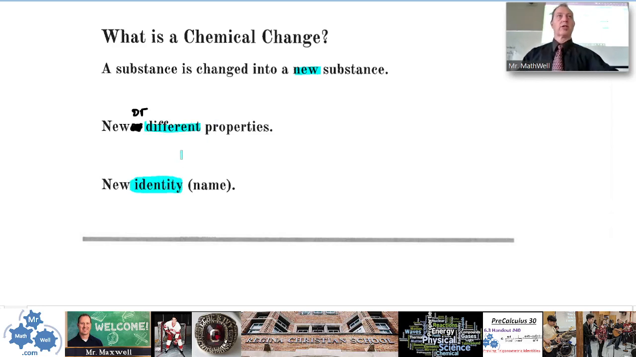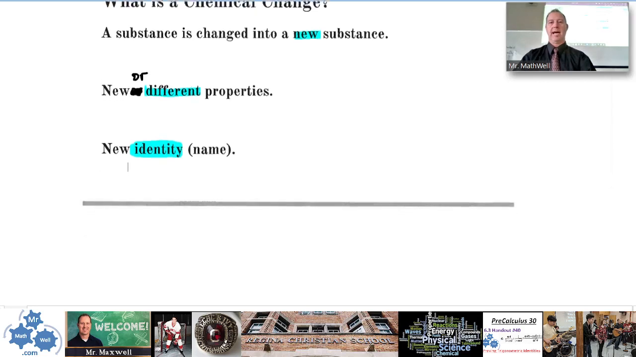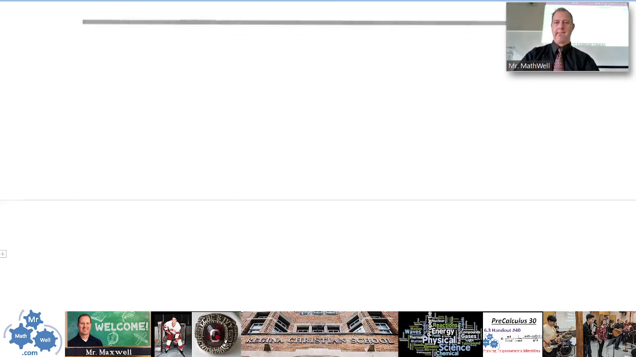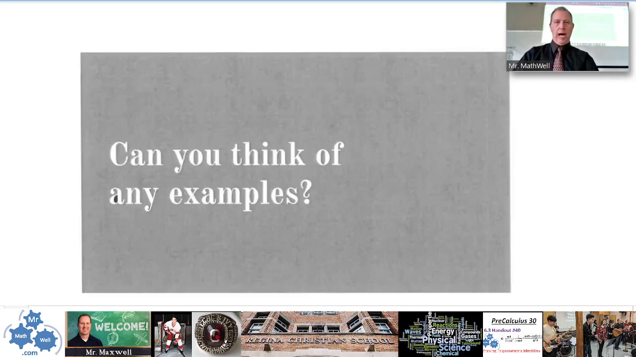Okay, so wood turns to ashes. Definitely a different substance there, different properties. Wood and ashes are quite different in a lot of ways. So we have a new substance there. Flour and water and sugar and whatever else you do to make muffins. Muffins are very different than all of that stuff just mixed in a bowl, right? So there's a chemical change that's happened there. Okay. We just mentioned some examples. What are some other examples of chemical changes that you can think of? Go ahead, just shout them out.